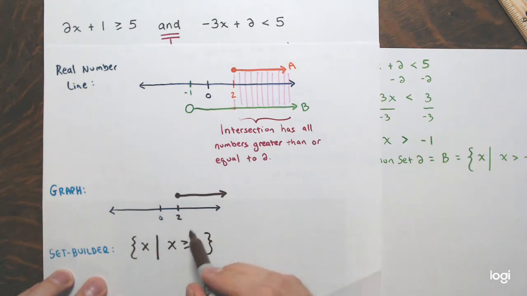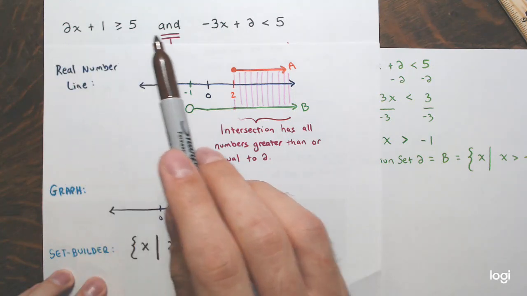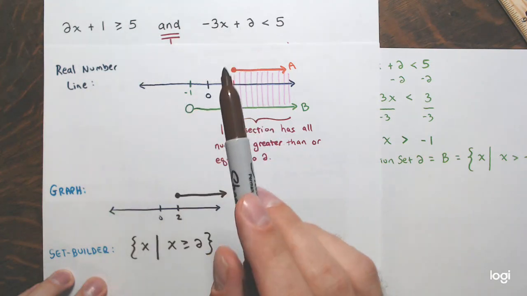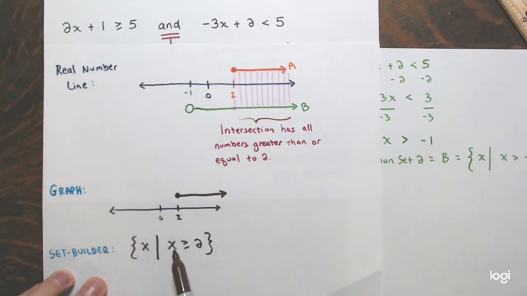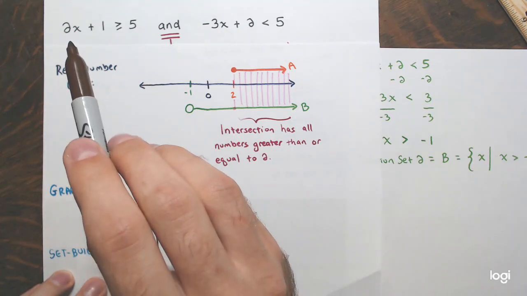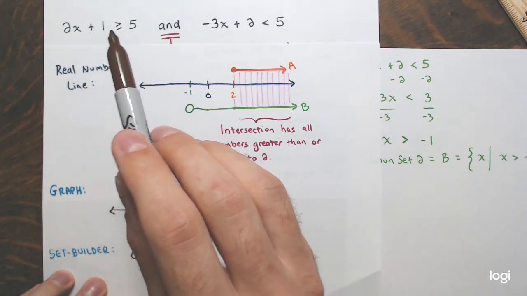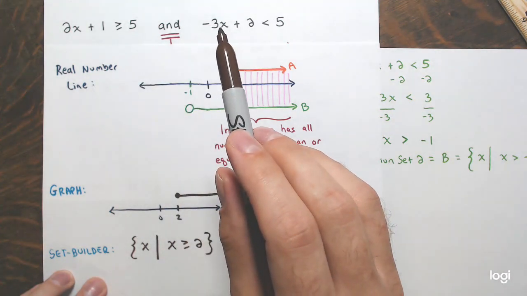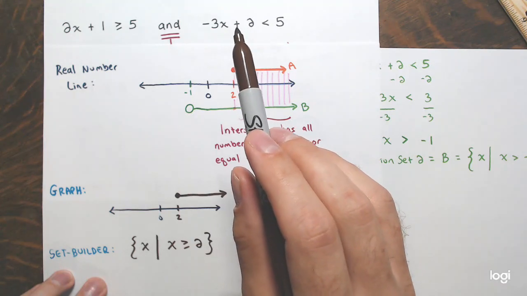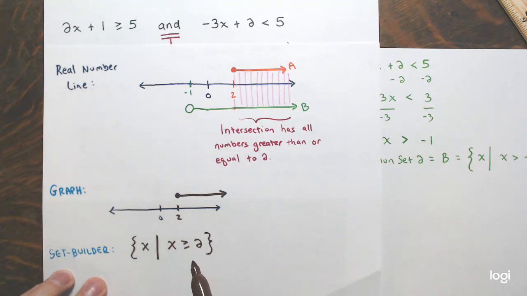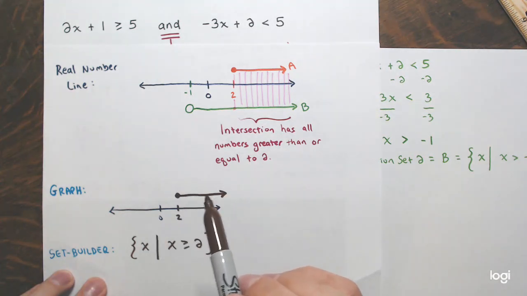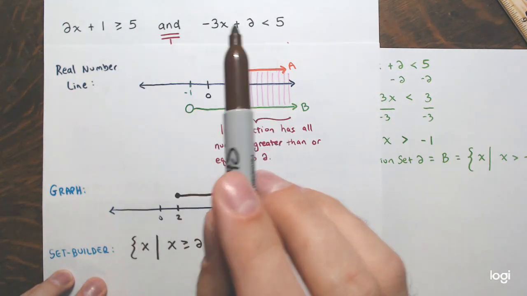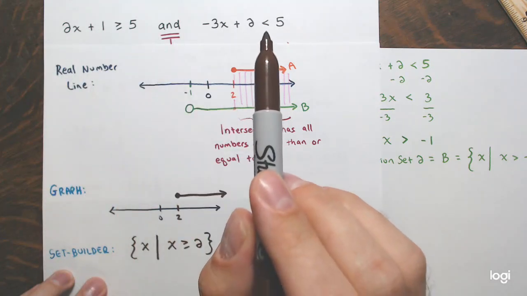As we see in my graph here, all the numbers are in this little picture up here. And try it out. Take a number 2 or greater, plug it in here, and see if both are true. So let's test one out. How about 3? 3 is in this, right? 2 times 3 is 6, plus 1 is 7. Is 7 greater than or equal to 5? Yes. And then -3 times 3 is -9. -9 plus 2 is -7. Is -7 less than 5? Yes. So again, all the numbers 2 or greater make both of these true. This one and this one.